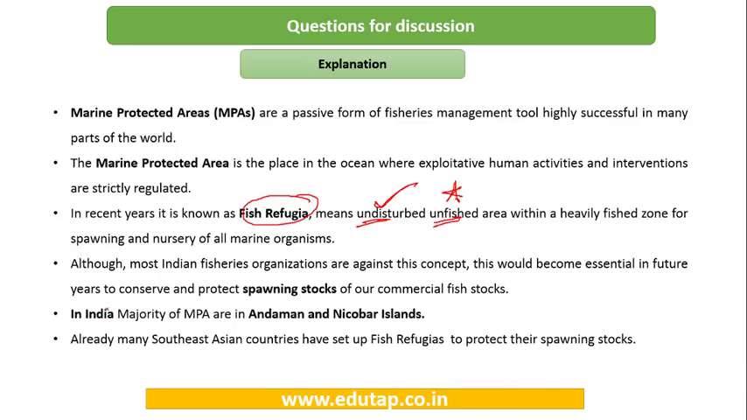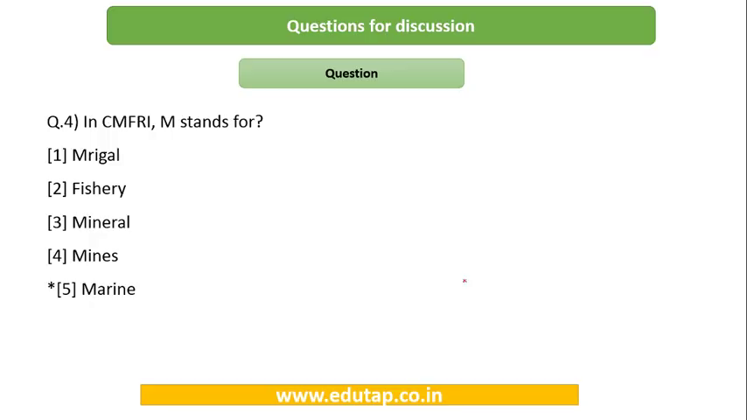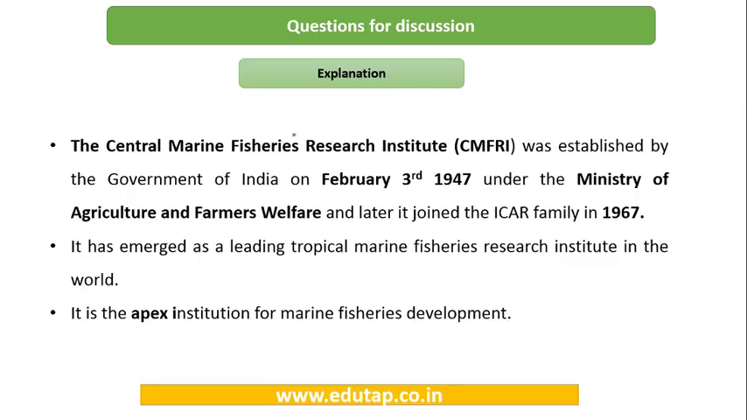And the next important point to keep in mind is that in India, the majority of marine protected areas are found in the Andaman and Nicobar Islands. So one more point to remember, right? Okay, the fourth one: in CMFRI, what does M stand for? One more important takeaway is that in the exam, they're not going to give you the full form and then ask you to find M. They'll just give you the abbreviation and ask what M stands for. So the answer is marine. It's basically the Central Marine Fisheries Research Institute, important, right?